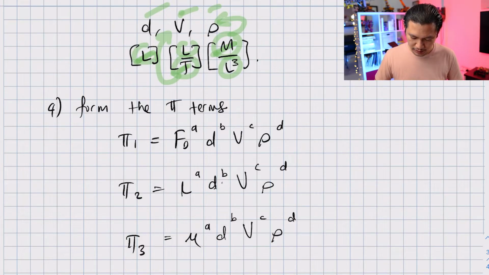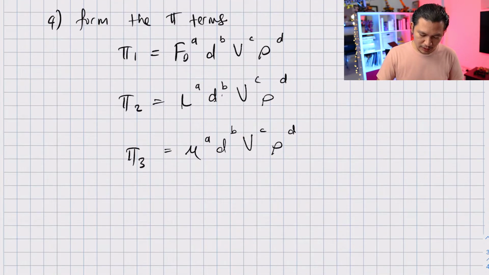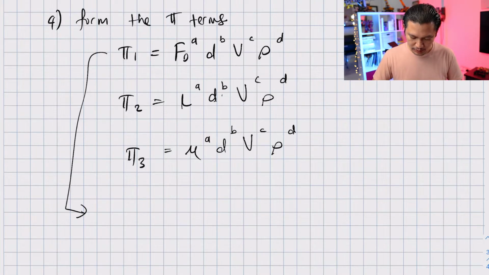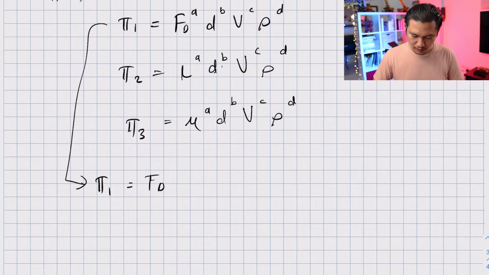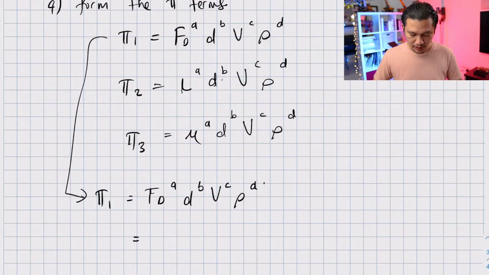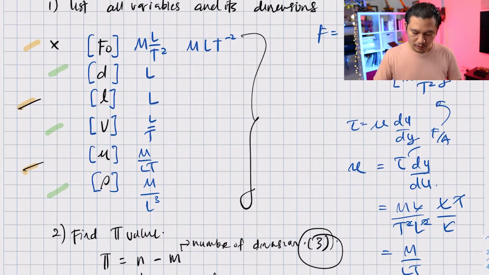Now let's take a look at how do we find it. Let's do it one by one. So let's do pi 1 first. So pi 1 equal to fd to the power of a, d to the power of b, v to the power of c, and rho to the power of d. Now, what is the dimension of fd? So fd is m l over t square. I'm going to write m l t minus 2.